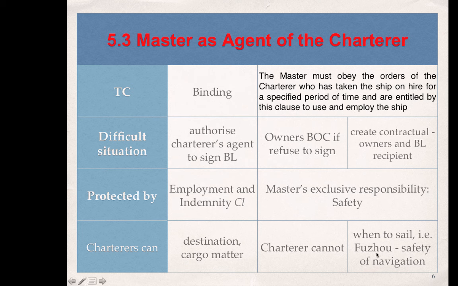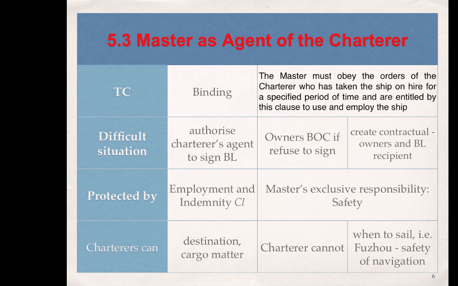Down here, I put Fuzhou safety of navigation because I personally have experience where the charterers were forcing me to sail out from Fuzhou river at night, and the charterers even promised to send me 2 pilots and give me 2 tugs to bring my ship out from the 6-hour river passage at night.